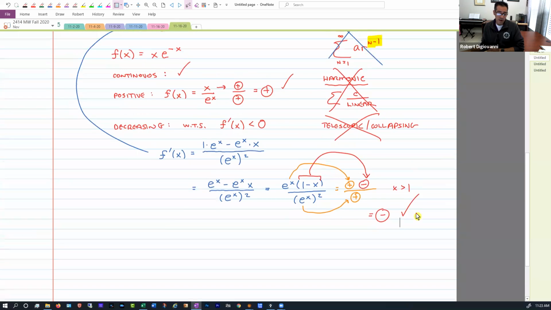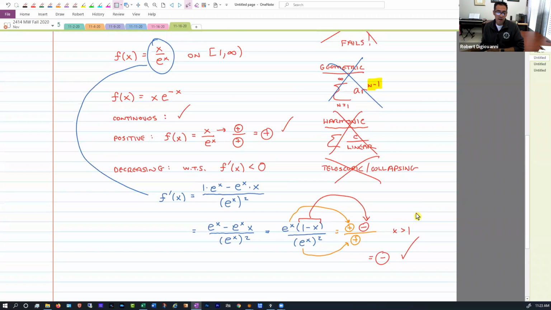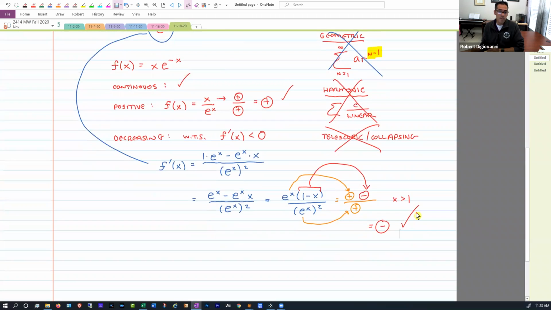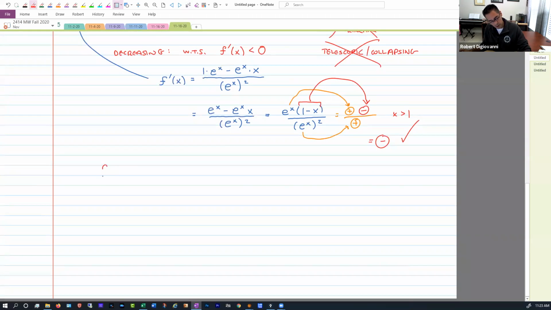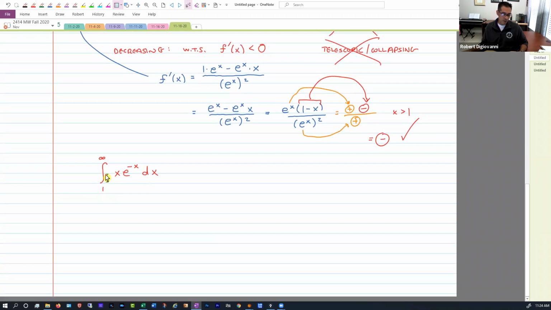All right, so that's it. All the conditions are met. So now at this point, we just need to do the improper integral. So I'm going to do the integral from 1 to infinity of the function x e^(-x) dx. And remember that when you do an improper integral, you have to replace infinity with t, and you have to do a limit.